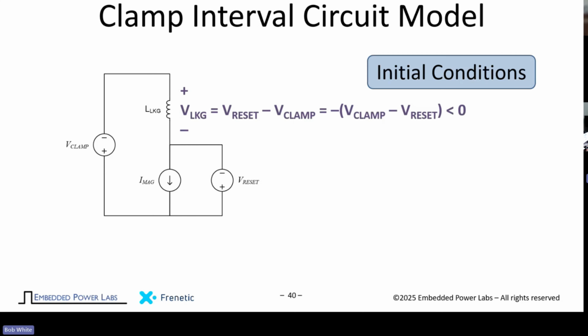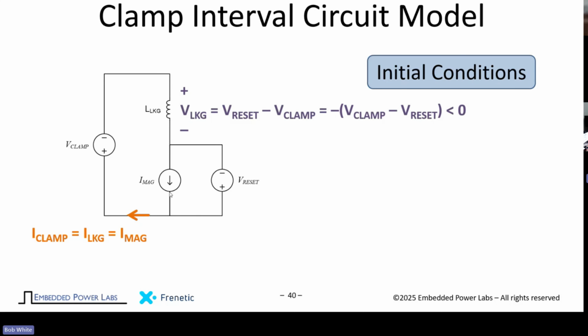The initial conditions are there's a voltage across the leakage, because we have this clamp voltage. We have this inductive divider between the leakage and the magnetizing inductance. And the leakage voltage is actually going to be negative, right? Because if we define the leakage voltage as positive in this direction, well, because this is plus to minus because of the clamp, the leakage voltage is negative. And that's going to drive down the leakage current, the current in the leakage inductance, over time.